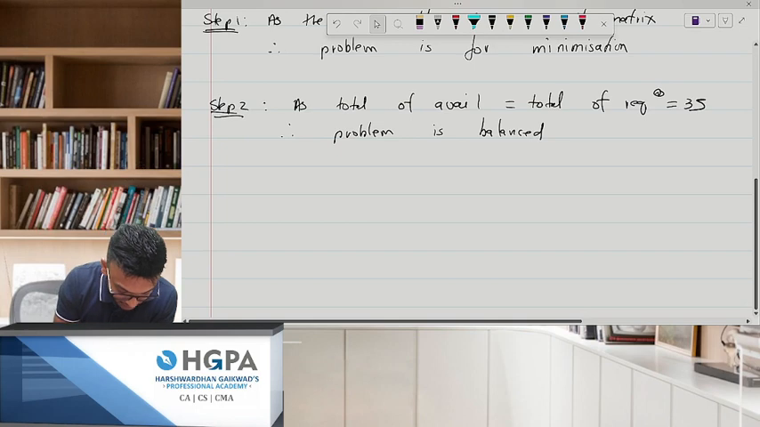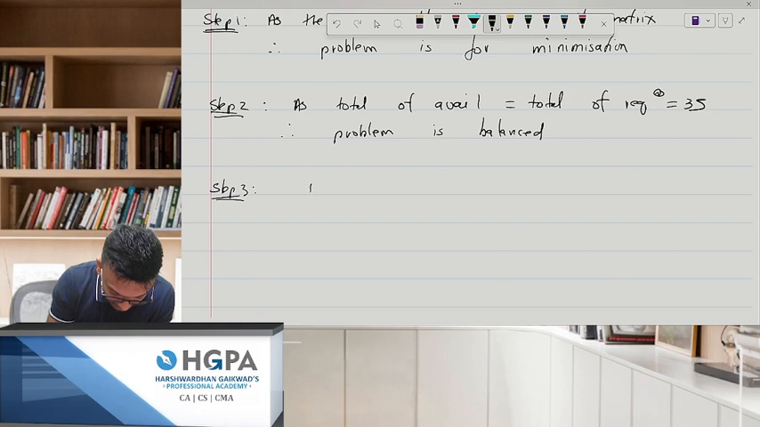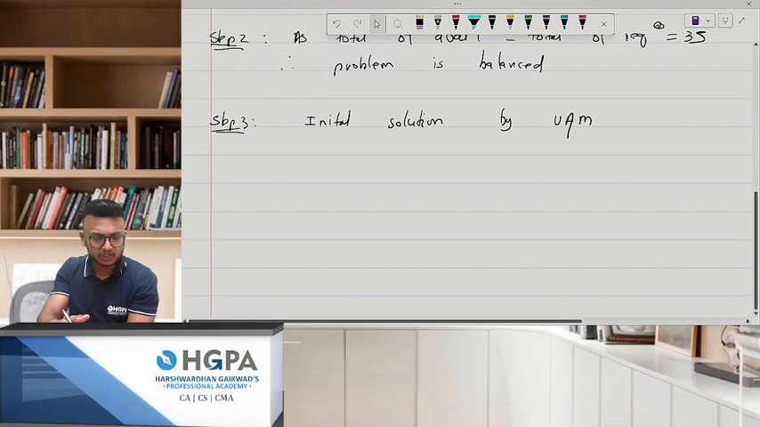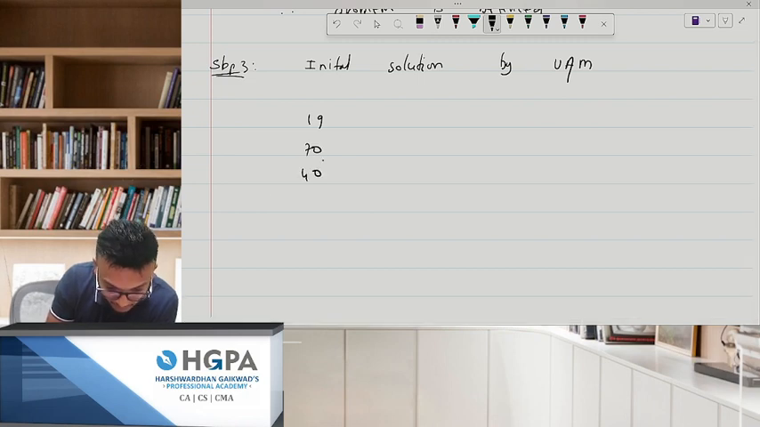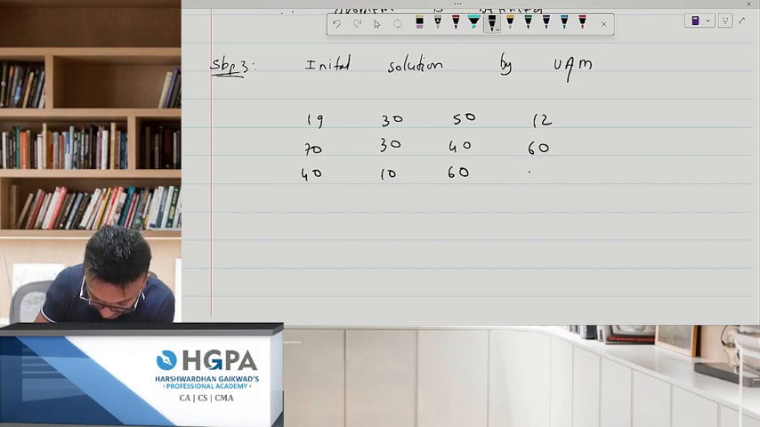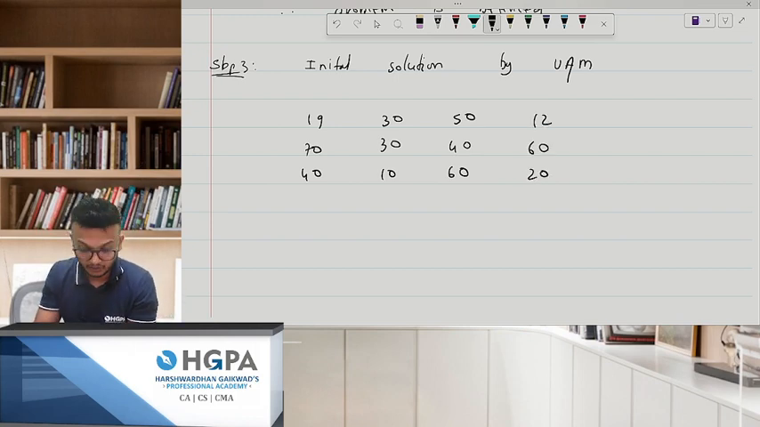Okay, so step number 3, and which is the most important, everybody needs to pay attention. Initial solution by VAM. Vogel's approximation method. Very easy. First, what we do, just copy down the matrix first. 19, next is 70, 40, 30, 30, 10, 50, 40, 60, 12, 60, 20. Also units, please write down.